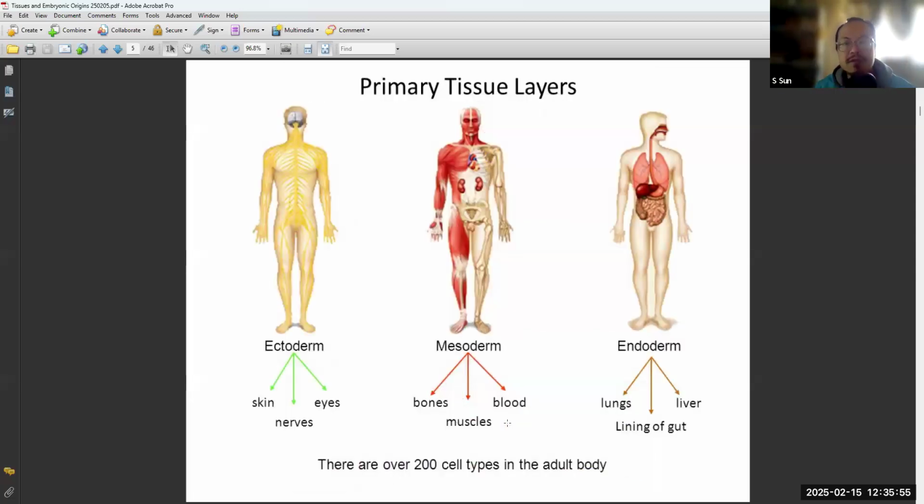So that's what you need to know. That's an important topic. You need to know the embryonic origin. You need to know the three layers. You need to know which organs come from each of these layers. And that involves a lot of quiz questions. I want to emphasize it.